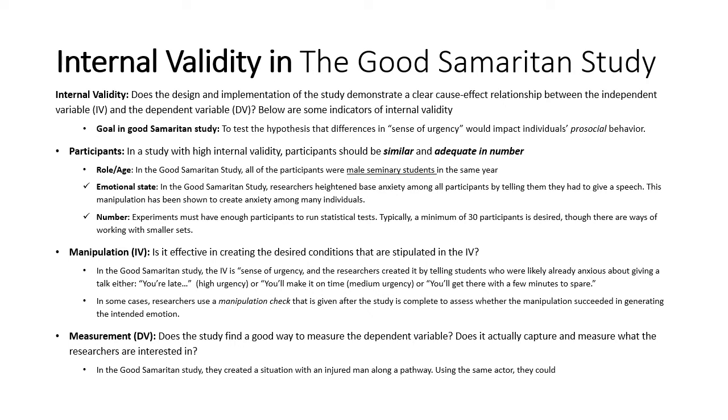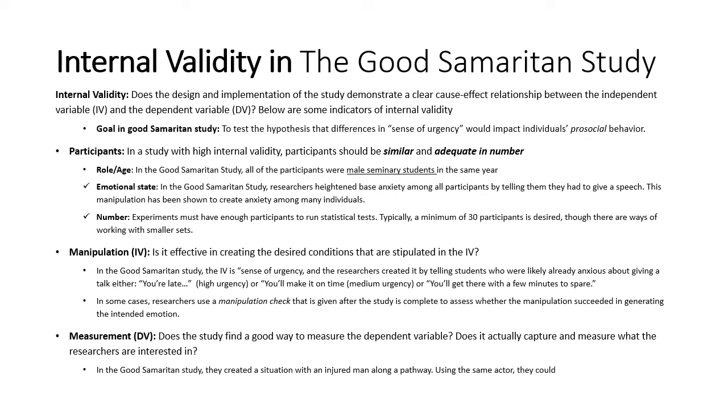So in the Good Samaritan study, if we apply these, we might say their goal was to test the hypothesis that differences in sense of urgency would impact individuals' pro-social behavior or helping behavior. And so in this case, in the Good Samaritan study, all of the participants were male seminary students in the same year in college. So that's a nice homogeneous group. We should assume that they're similar then in age and education, and certainly similar in their interest and their desire to help other people.